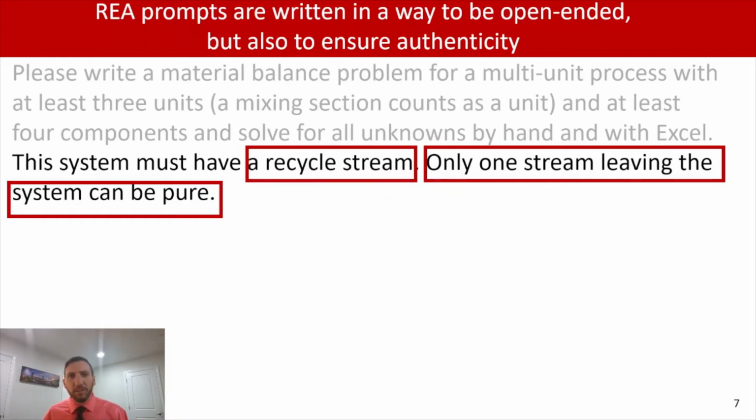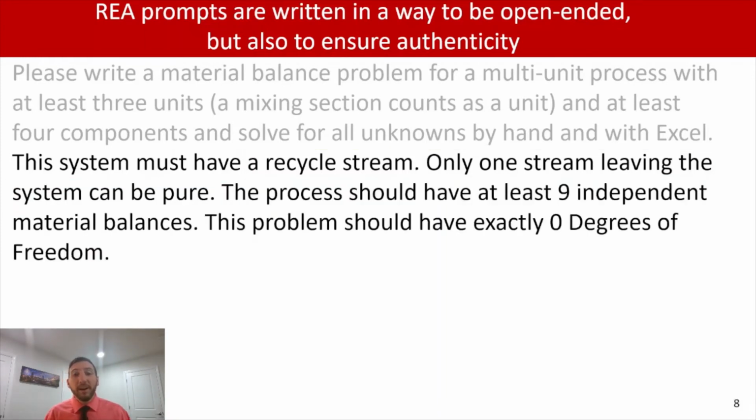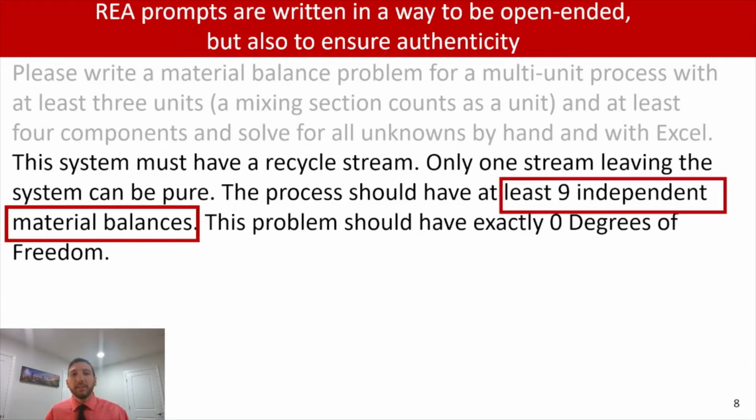Okay, and then moving on within our prompt, we've got that the process should have at least 9 independent material balances. This problem should have exactly 0 degrees of freedom. And so for those who are familiar with material and energy balances, 0 degrees of freedom is the requirement. It needs to be 0, no ifs, ands, or buts. But within my prompt, the students do have to write at least 9 material balances, which again is another constraint on the students. They integrate more items within their problem.